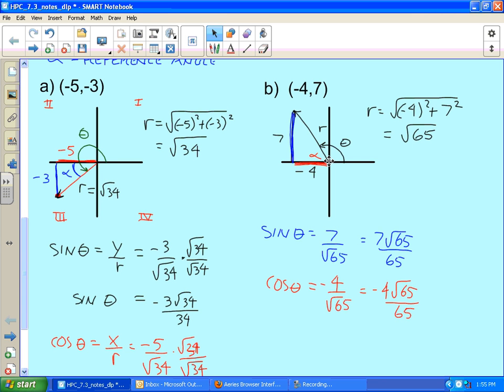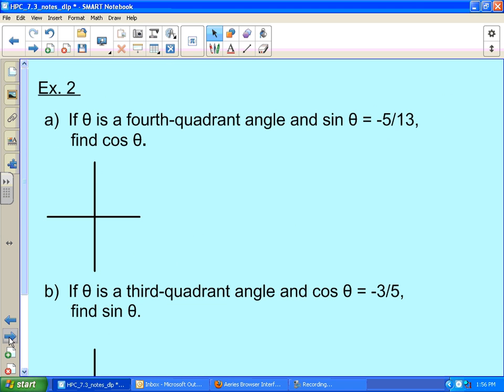Yes, Miss Brooke? But in this class, we don't use the acronym All Students Take Calculus. We use All Support the Covers. Yes, but you're absolutely right. There is a way to tell what signs sines, cosines and tangents are going to be in each quadrant. We're going to get to that in just a second.